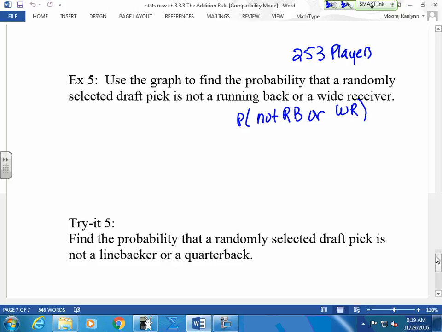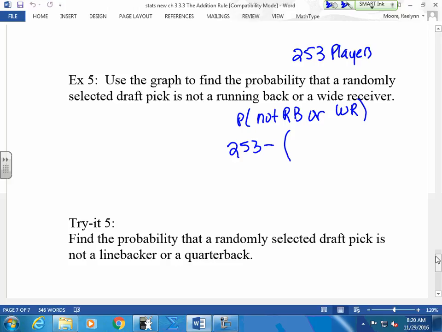Can a person be a running back and a wide receiver at the same time? No. So these are mutually exclusive. But I don't want these guys. I want everybody else but these guys. So what should I do? Subtract from what? From the total. Why not? Why not use my complement case? Good job, Dave. Wonderful.